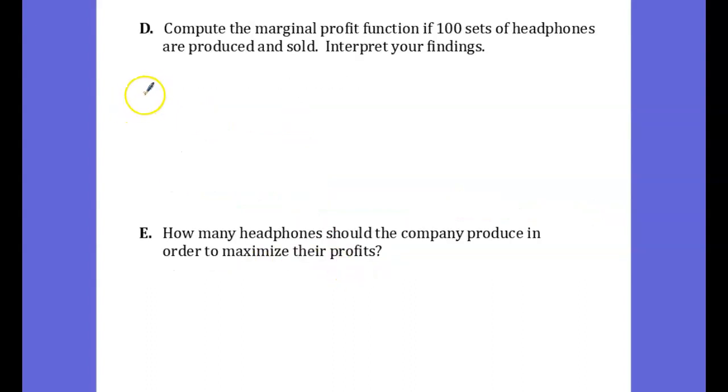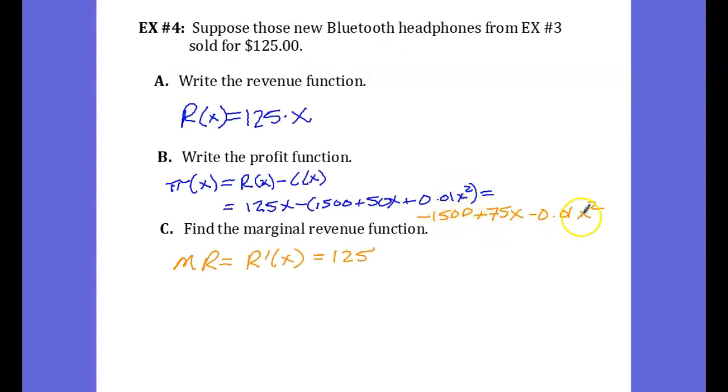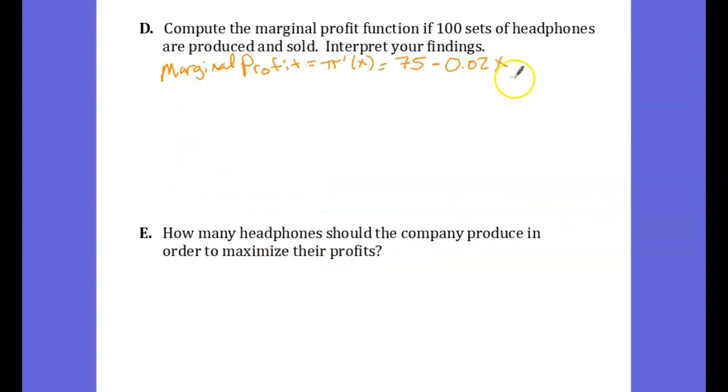In part D, they've asked us to compute the marginal profit function if 100 sets of headphones are produced and sold, and then interpret our findings. Well, marginal profit is going to be P prime of x. So if we go back and take the derivative of this function here, we get 75 minus 0.02x, and that's going to be our marginal profit.